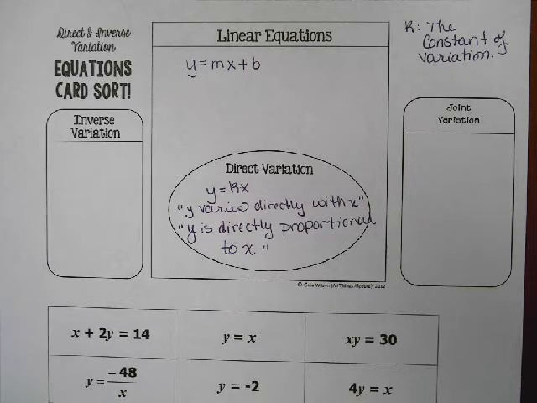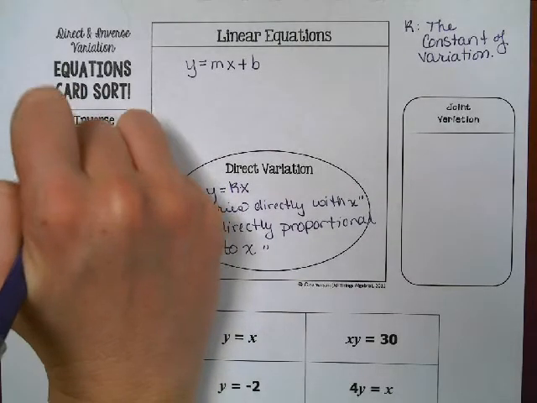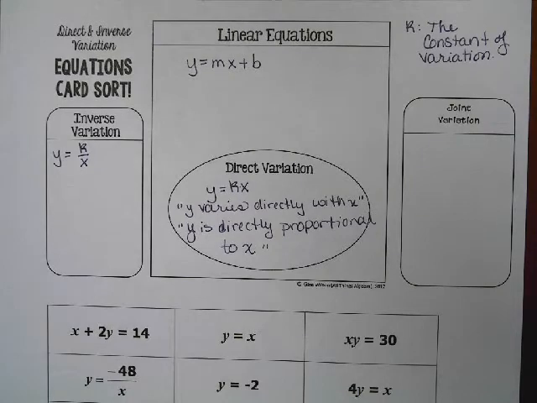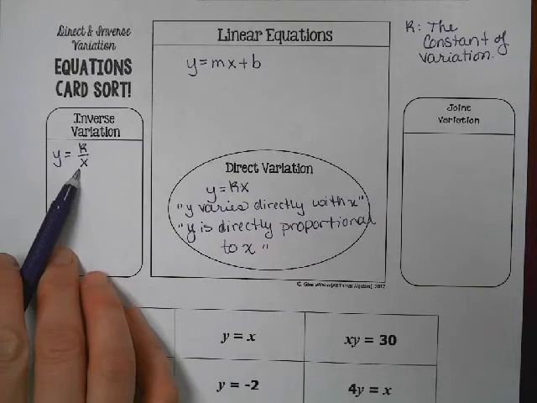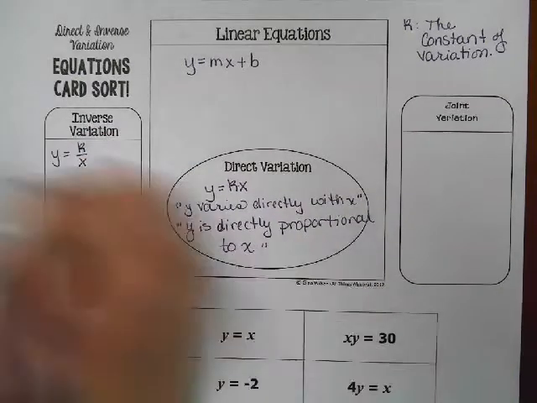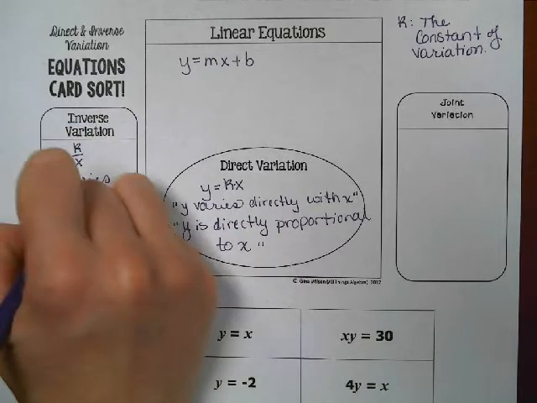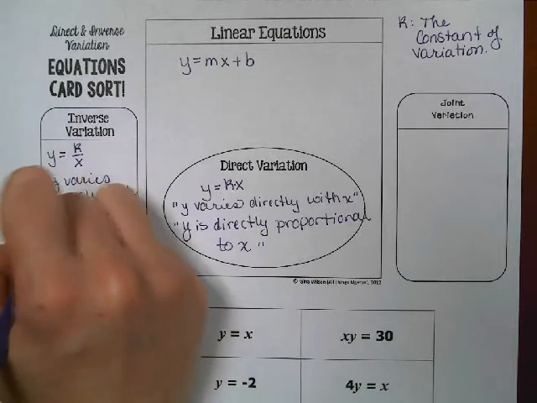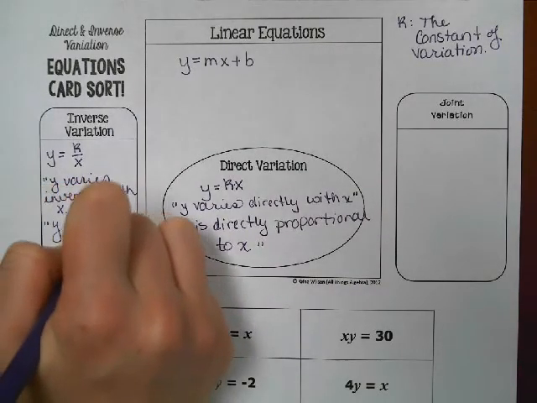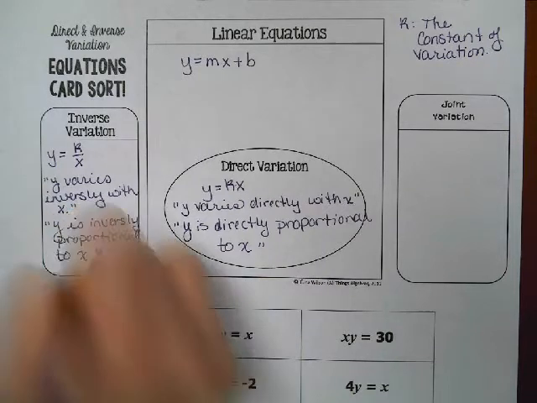So another relationship that we could have, one that's not linear, is inverse variation. An inverse variation is y equals k divided by x. So this is no longer a line. This relationship is that as x gets smaller, y gets bigger. So this is an inverse relationship. So we can say here again, y varies inversely with x. Or you could say y is inversely proportional to x.